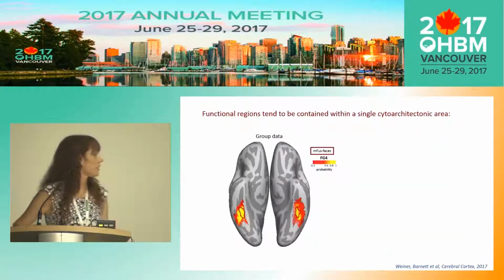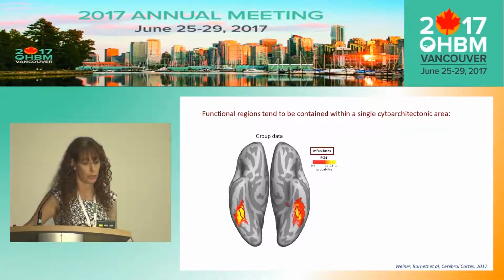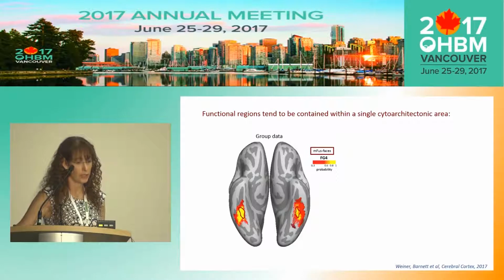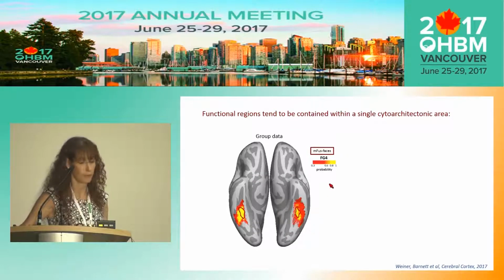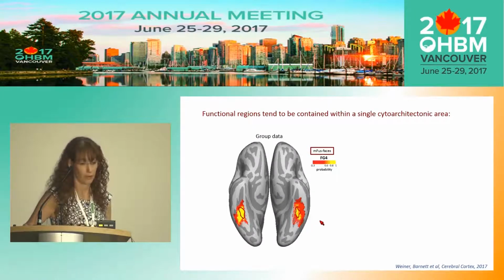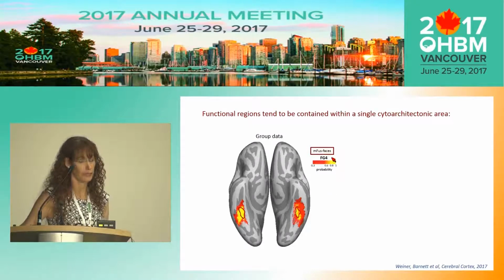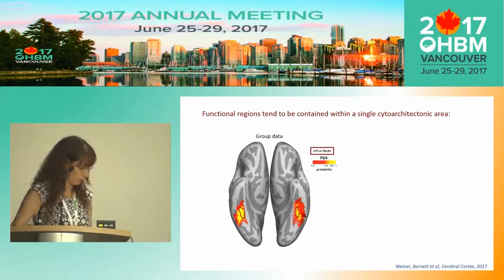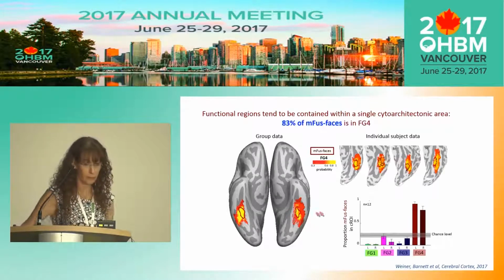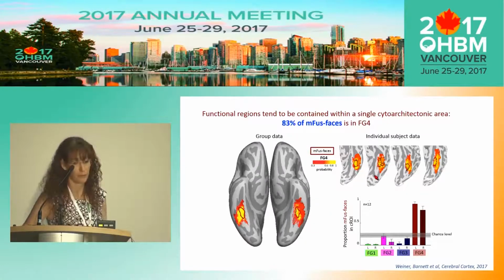So let me show you the results of this analysis. First, I'm going to show you the group map. The shaded region shows the probabilistic map of the cytoarchitectonic area FG4, and the contour shows the probabilistic location of our face-selective region, mFus-faces, and you can see that at the group level, mFus-faces is largely constrained within cytoarchitectonic region FG4.